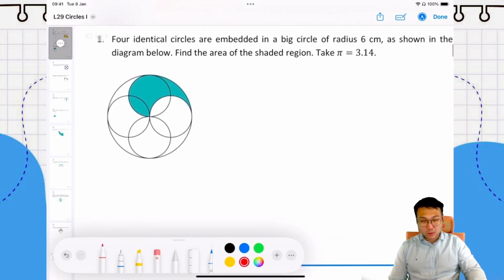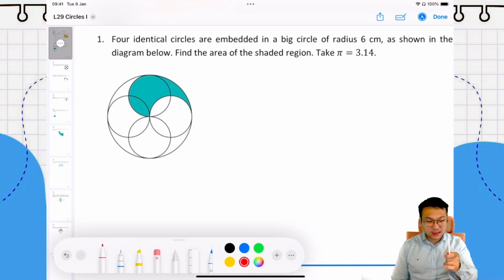In practice number 1, you have to find a shaded region. However, the shaded region is a little bit weirdly shaped. You don't even know what shape that is, right? So how do you think you're even going to find the area if you don't even know the shape? Then there's no formula that you can use because you don't know what shape that is. So students, why not I give you 30 seconds? You just think about it.